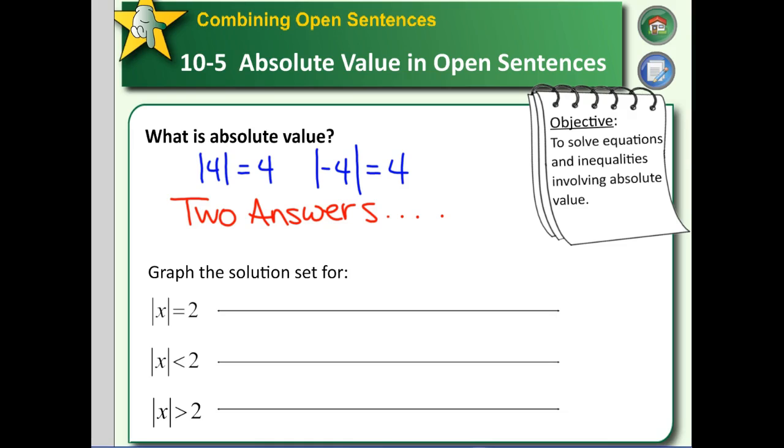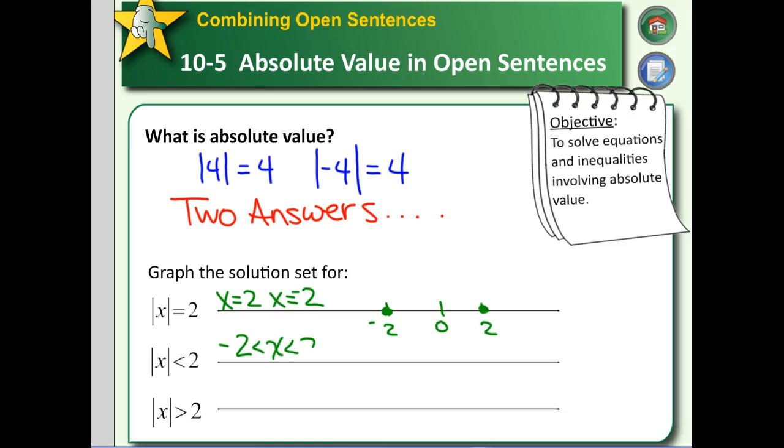Now, for a real quick little review, if I have the absolute value of x equals 2, well, remember, that means I've got two answers, one to the right of 0 and one to the left of 0. And if I were going to graph that on a number line, we'll just put 0 in the middle, and we're going to put 2 to the right. And remember, we just use a big fat juicy dot, and -2 to the left. So to graph when we've got an equation, we just use dots.